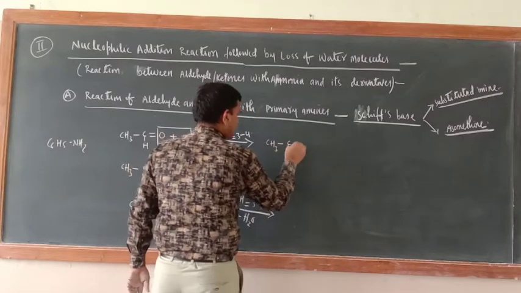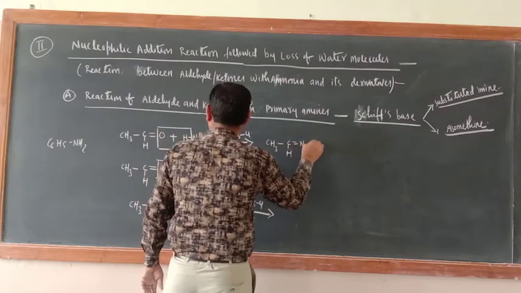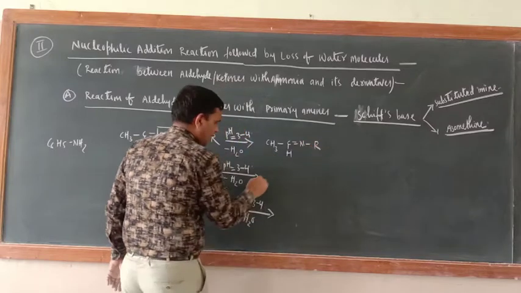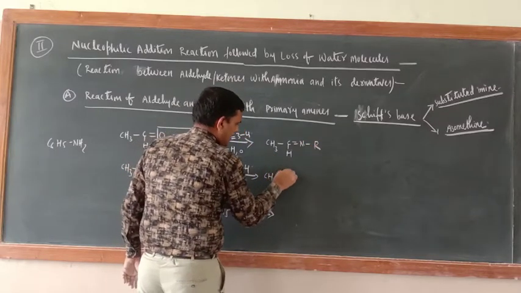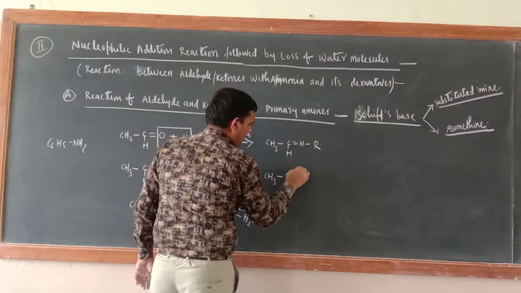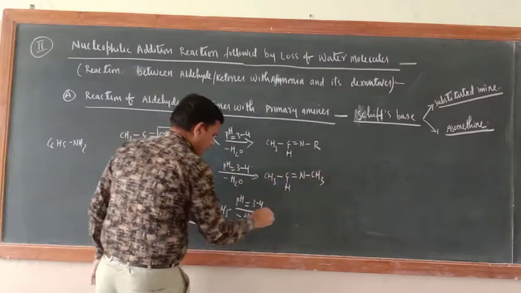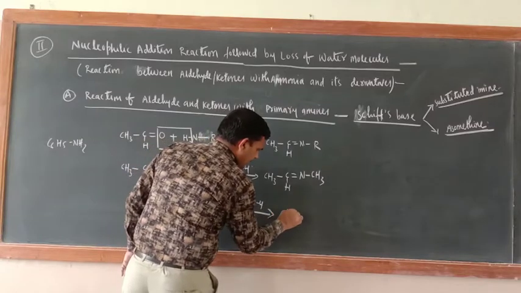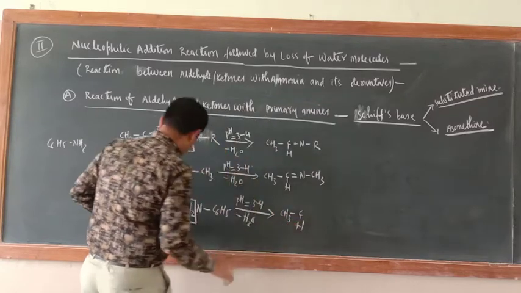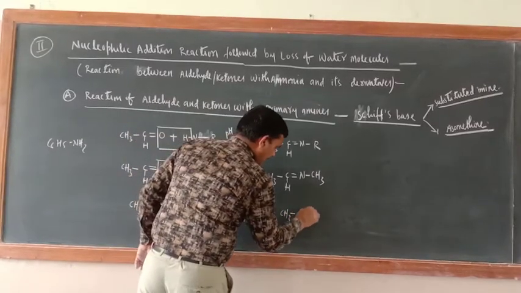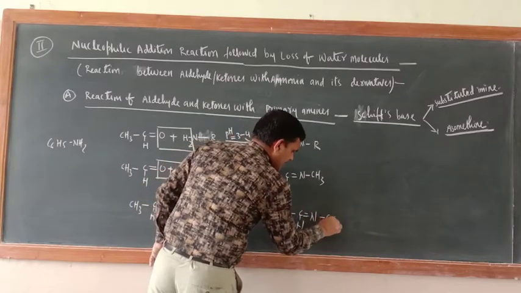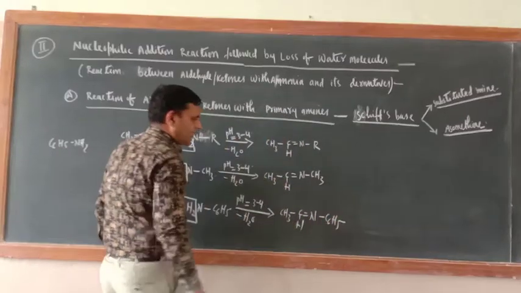Now what is the product here? CH3CH double bond N-R. Here also CH3CH double bond N-CH3. Here what is there? CH3, here CH double bond N, now C6H5. Okay, and now just see.